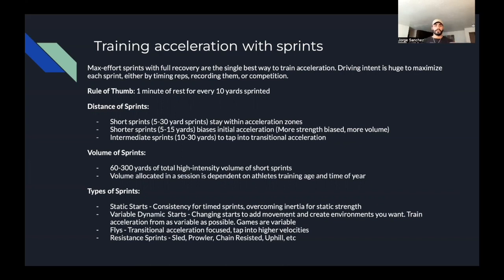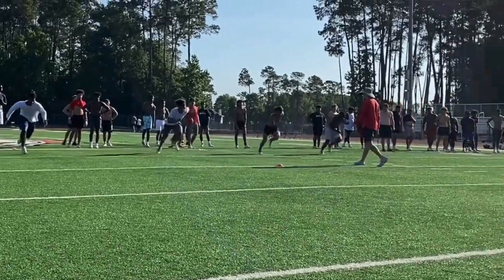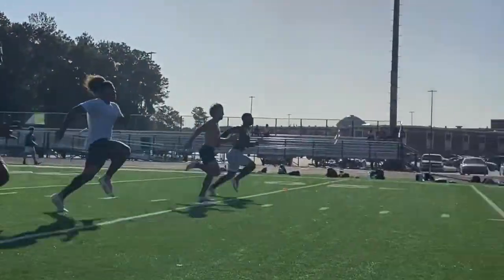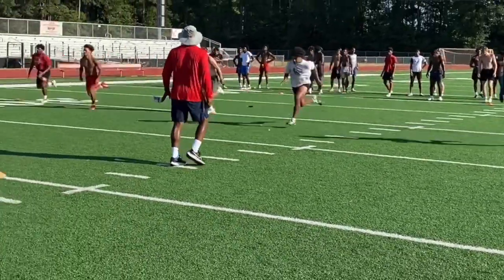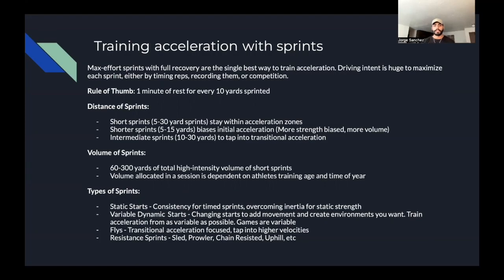Now, intermediate sprints from 10 to 30 yards tap into that transitional acceleration where we begin to get close to true verticality. So we're moving at higher speed, so it's becoming a little bit more fatiguing. So that 1 minute of rest for every 10 yards sprinted is even more important there. Now, how much total yardage should you accumulate in a sprint workout? You can get between 60 to 300 yards of total max effort acceleration sprints in your speed session.